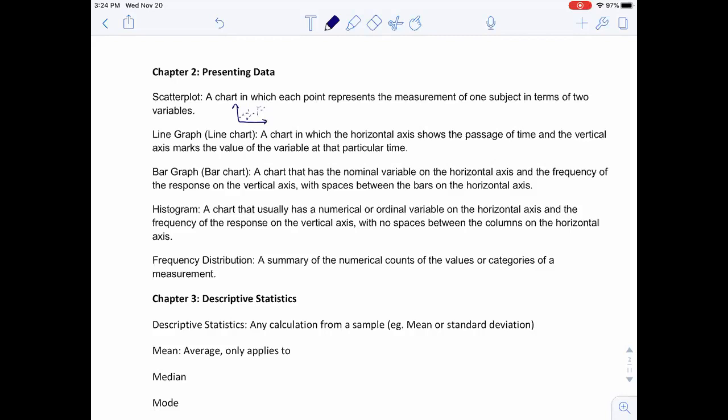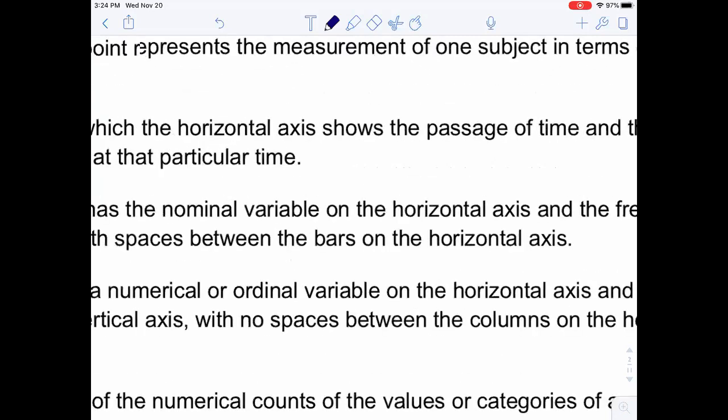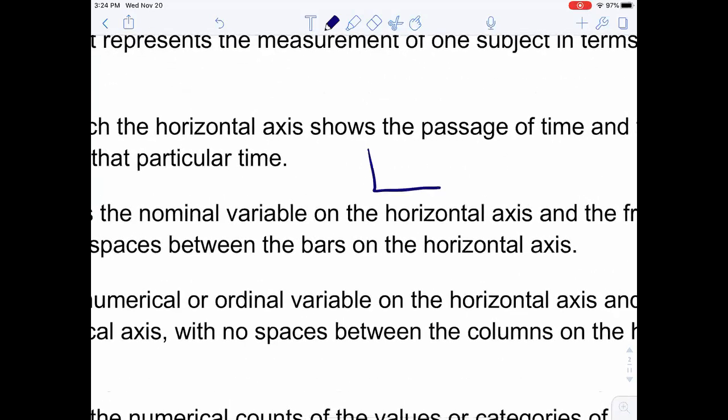A line graph is not something that I'm too concerned about. But you've got these points representing activity over time, and a line graph just connects these points to show how things changed over time.